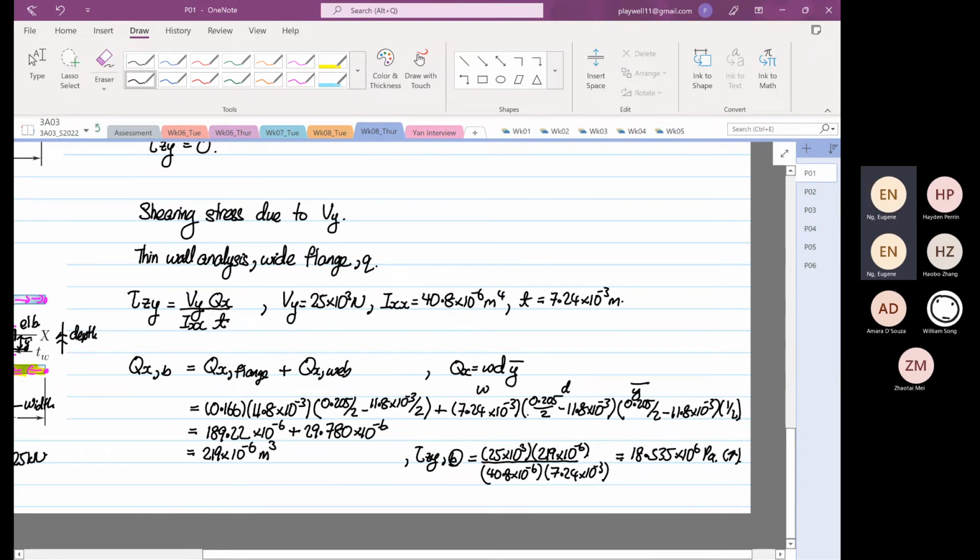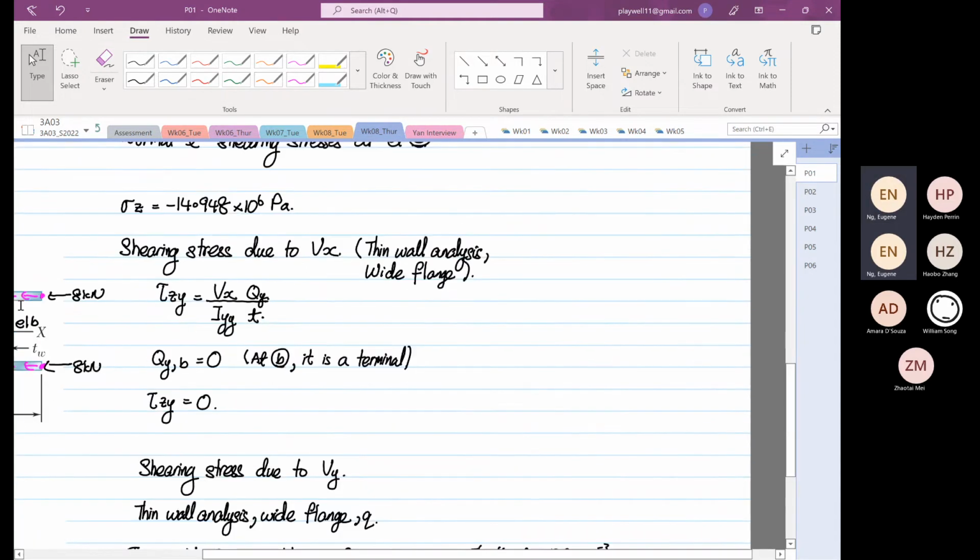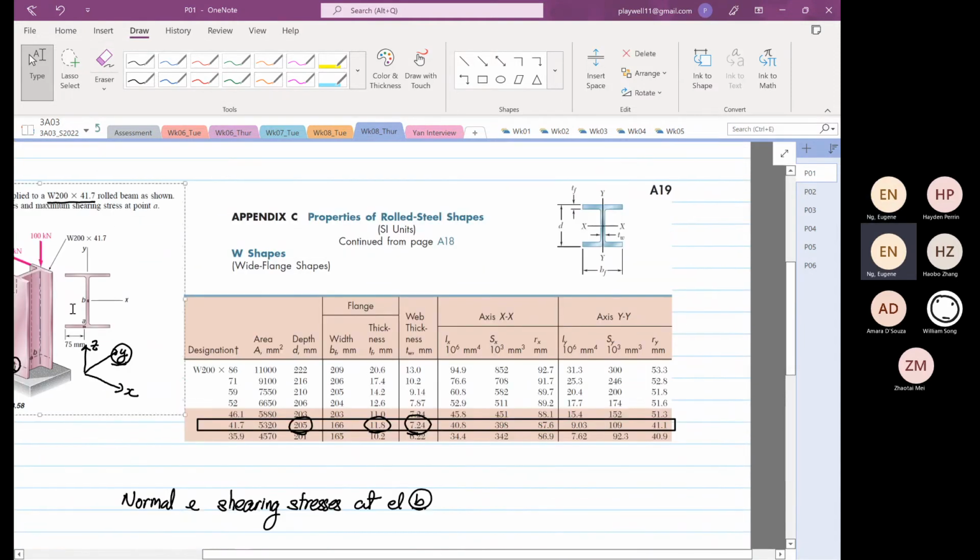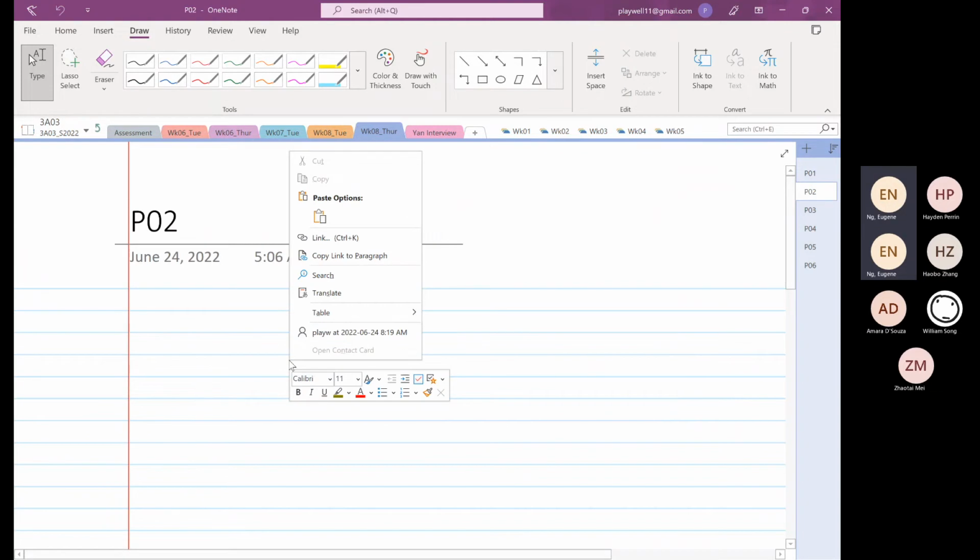Right, so now we're going to transpose everything into the element. So we're going to draw for element B. Any questions so far? Okay, I don't hear anything. No one has questions. So I'm going to copy this image over here.